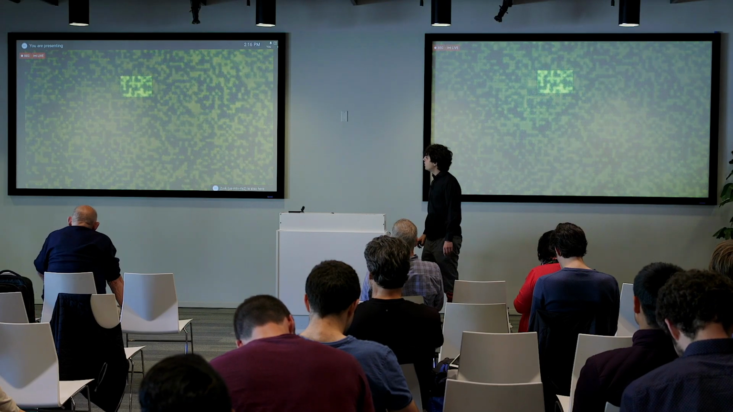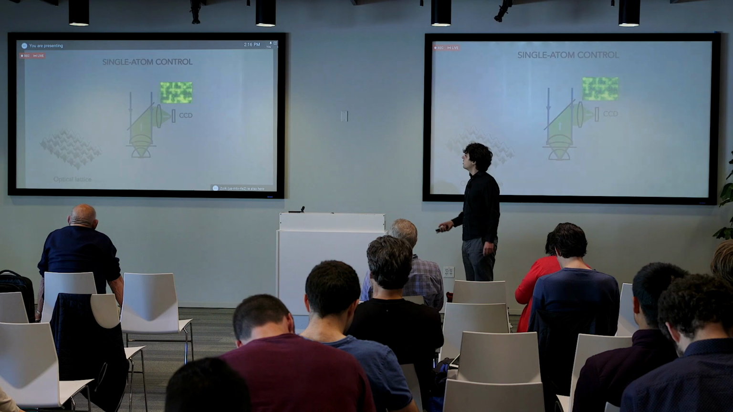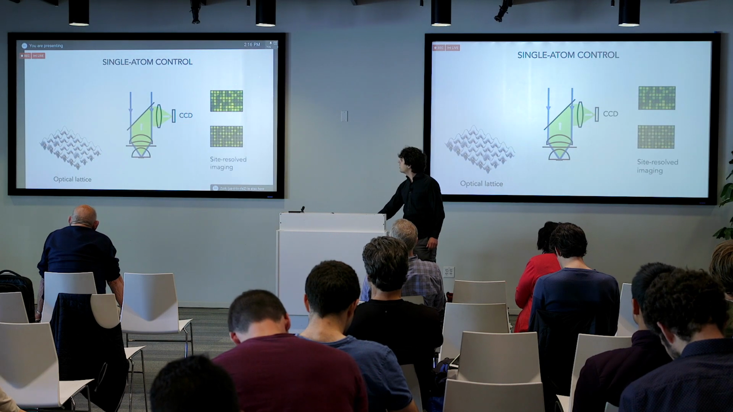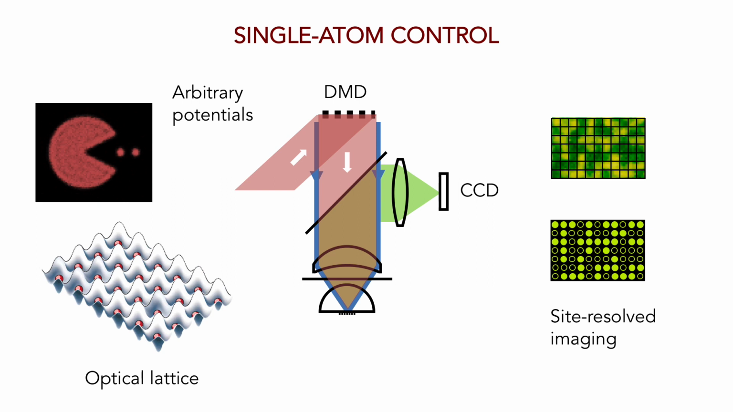Now, we use these pictures and then we binarize the fluorescence counts on each individual lattice site, and from that we get these matrices, which are just fillings of ones and zeros, whether there was an atom or none.